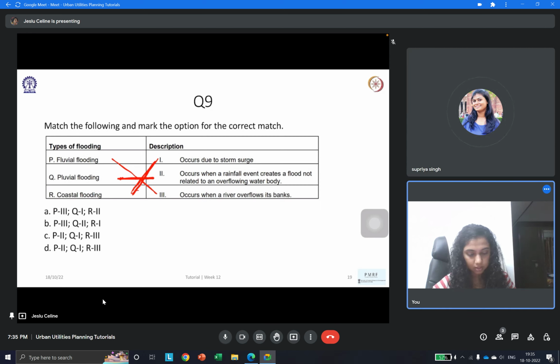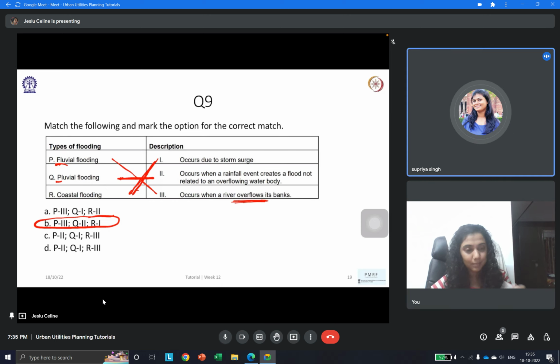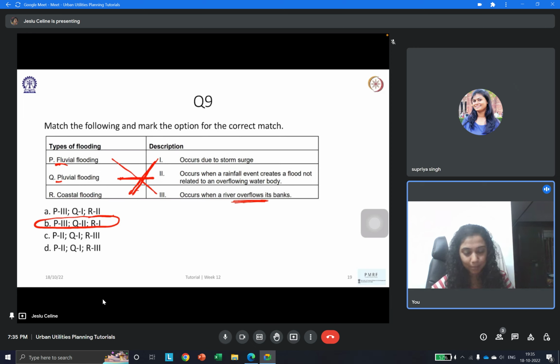So this is easy. That is P3, Q2, and R1. So that is option B. Yeah, P3, Q2, and R1. Correct. This might get a bit confusing, so you can always remember that fluvial has some overflow which is happening, while pluvial is not overflowing. Some keywords to remember, because otherwise the words can get a bit confusing.